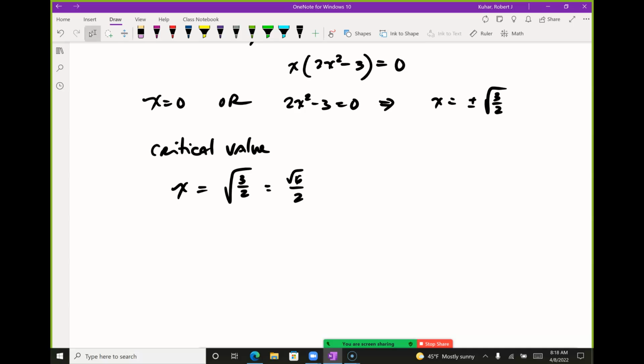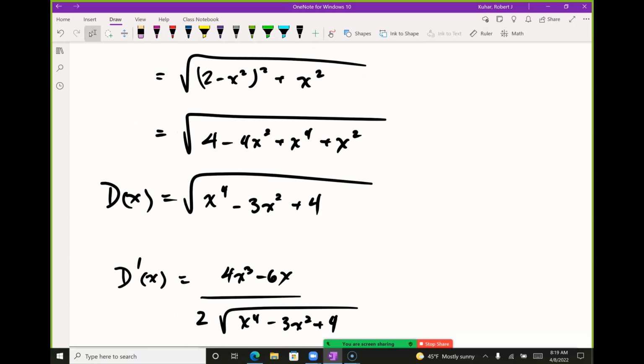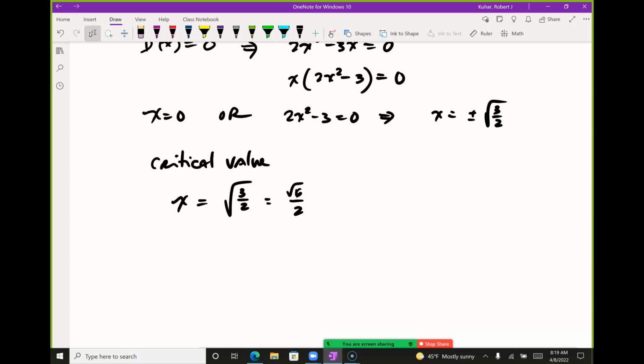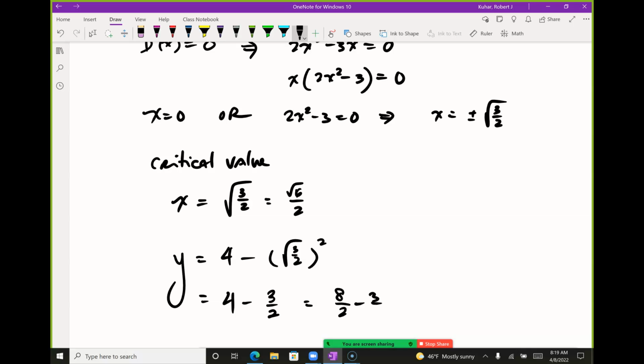So once I found my critical value, I have to find two other things. Actually, three at minimum. I have to find the y point, the distance, and that it is a minimum, using the second derivative. So let's find the y point first. y is 4 minus x squared, that's the original problem. So I get 4 minus 3 halves, or 8 halves minus 3 halves, or 5 halves. So there's my y coordinate.